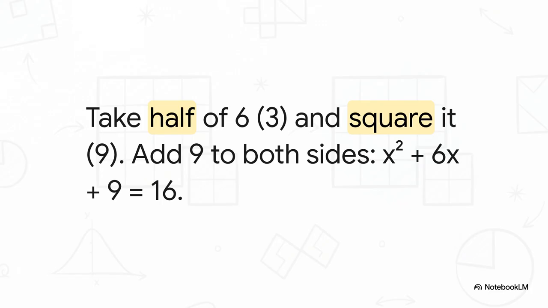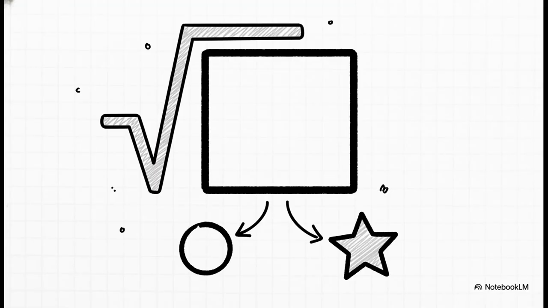Now for step 2, we take that 9 and we add it to both sides of the equal sign. Why both sides? Well, an equation is like a scale, right? Whatever we do to one side, we must do to the other to maintain perfect balance. So x squared plus 6x plus 9 equals 7 plus 9, which simplifies to 16. And this illustrates exactly why we added that 9 in the first place. By adding 9, we purposefully engineer the left side to be a perfect square trinomial.